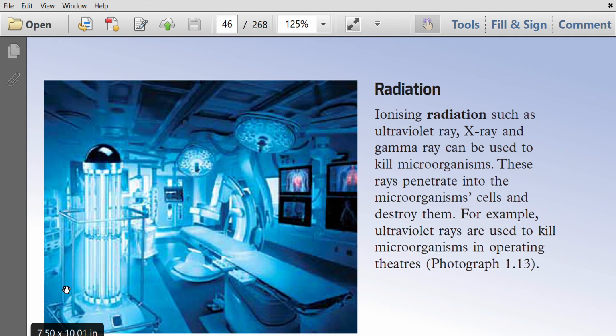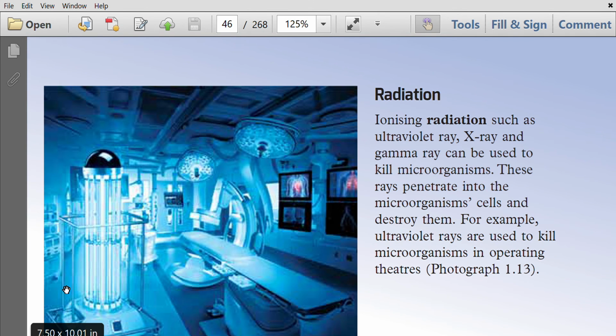So let's look into radiation. We seldom use this, but I think in the healthcare industry they normally use this. Ionizing radiation such as ultraviolet ray, X-ray, and gamma ray can be used to kill microorganisms. These rays penetrate into the microorganism's cell and destroy them.